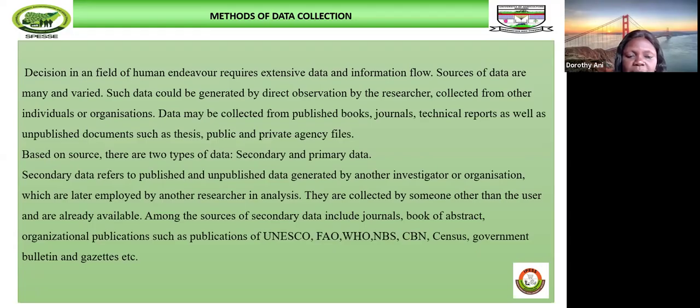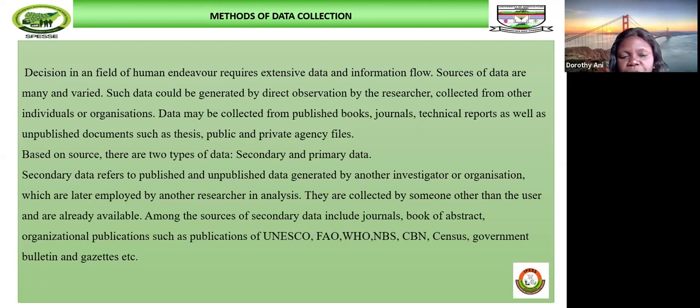Based on sources, there are two types of data. Based on what? Sources. You can see there are so many ways to classify data, but what you should know is the criteria by which we are classifying. Here we are talking about the source. Based on the source, we have two types: secondary data and primary data.